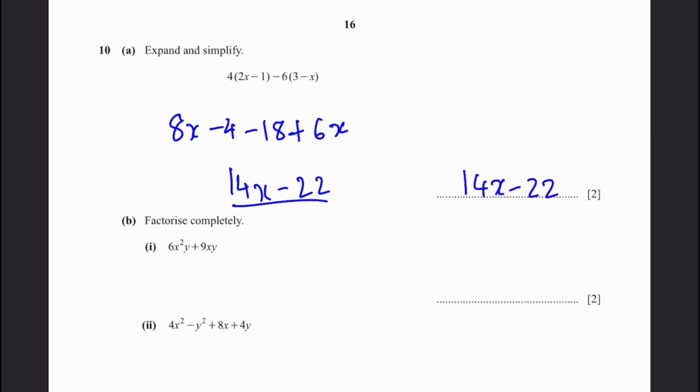Part B. Factorize completely. 6x squared y plus 9xy. Well, we can factorize an x and a y from this because they both have x and y. And 6 and 9 are both divisible by 3. That's the HCF, highest common factor. Therefore, we can take that out as well. 3xy times 2x plus 3. And this will be our answer.